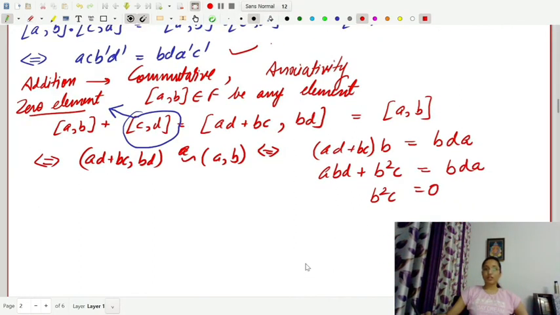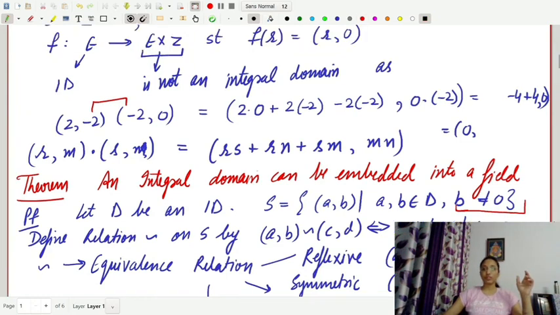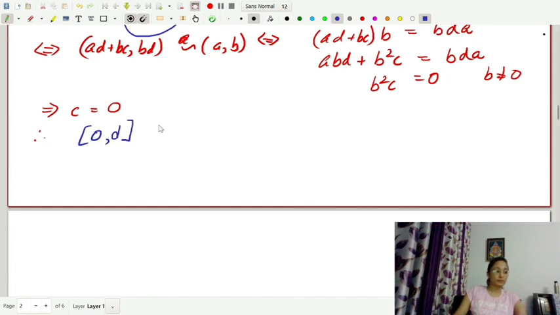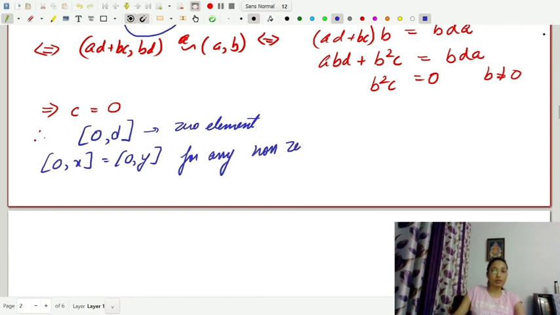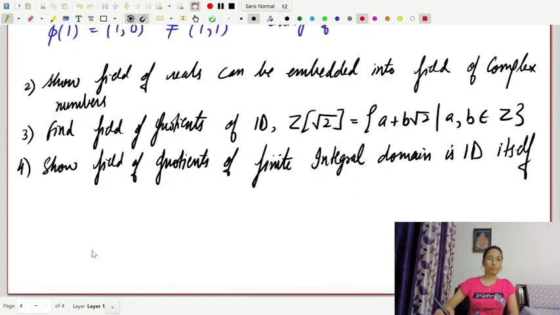Now, जिस हिसाब से हमने elements integral domain S की basically define किए हैं, उसमें हमने कैसे define किया था? b should not be equal to 0. b is not equal to 0, which in turn implies c is equal to 0. And therefore, the zero element is [0, b]. The zero element. Now, [0, x] is equal to [0, y] for any non-zero x and y belonging to D, as (0, x) is related to (0, y) if and only if 0 dot y is equal to 0 dot x. Thank you.